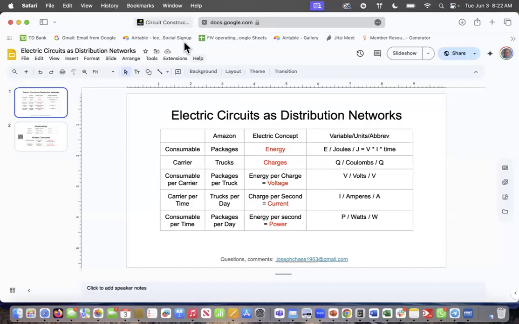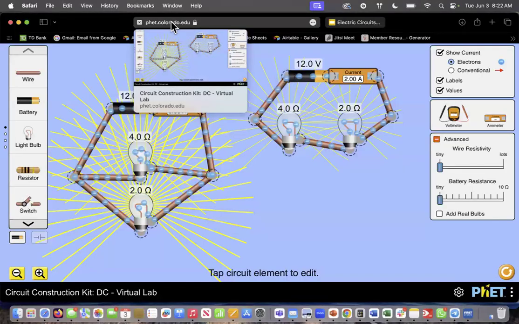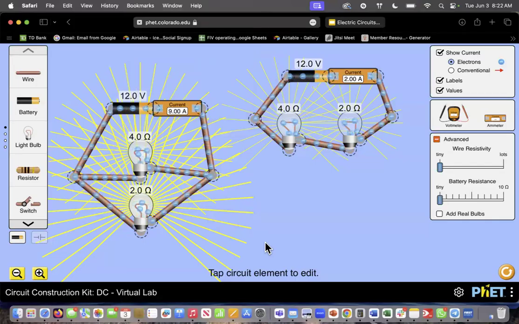Okay, let me go back to, and we'll see how this works. So back to circuit construction kit. The current flowing through this circuit, first of all, we want to identify if this is series or parallel. Does it have multiple pathways? And the answer is yes. So that means it's parallel. It's a parallel circuit.